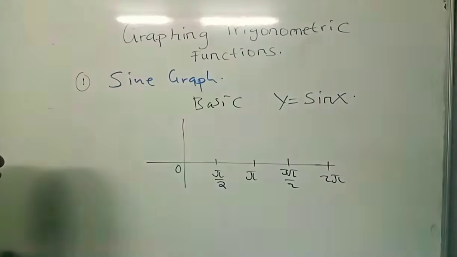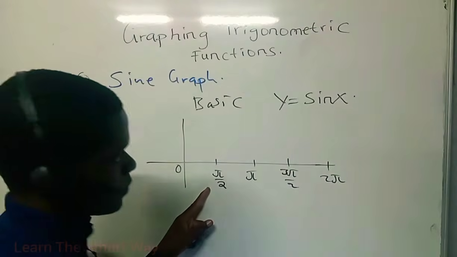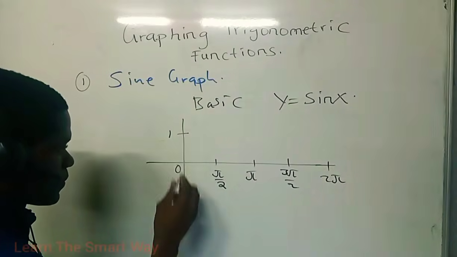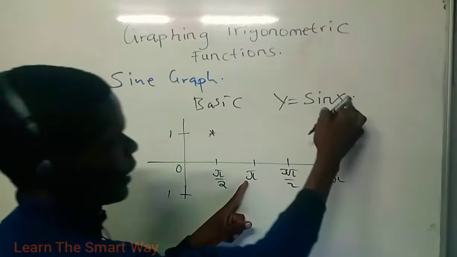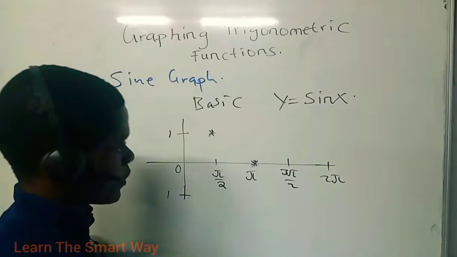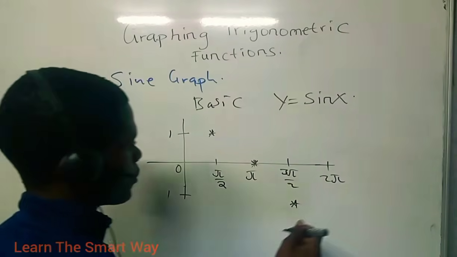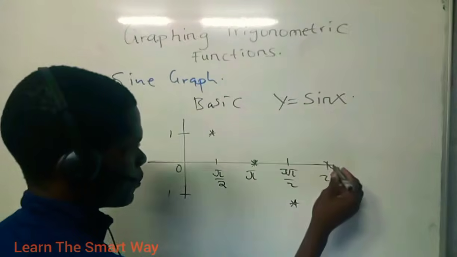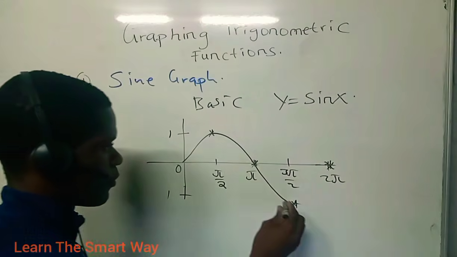When you sketch it and plug in these values, sine pi over 2, which is sine 90 degrees, is going to give you a 1. So basically, you have a point there. Sine pi is 0. Sine 3 pi over 2 is going to give you a negative 1. Then sine 2 pi is going to give you a 0. So basically, this is the way the graph moves.